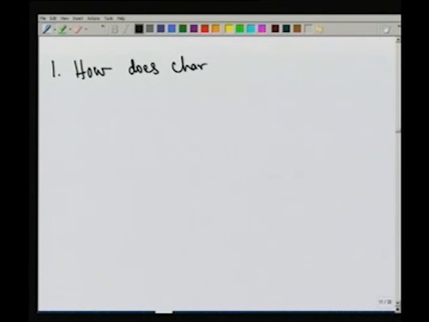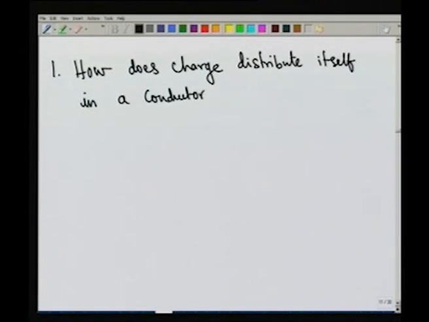charge distribute itself in a conductor? That is the first question that we shall ask. In asking this question, we are not going to ask how long it takes for the charge to distribute itself. That is beyond us. We only want to know what the equilibrium electrostatic condition is.